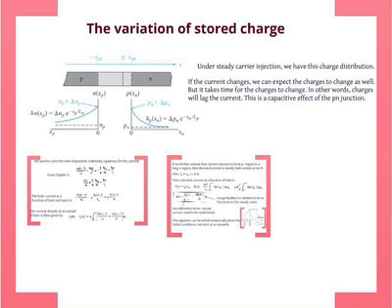Now we're going to understand the physics in a bit more detail. First, the current changes, so we can expect the charges to change as well. But it takes time for the charges to change. In other words, charges will lag the current. This is the capacitive effect of the p-n junction. So again, keep that picture in mind.